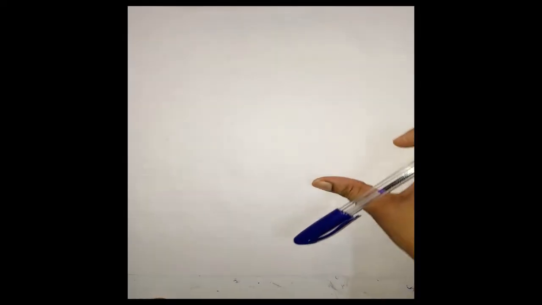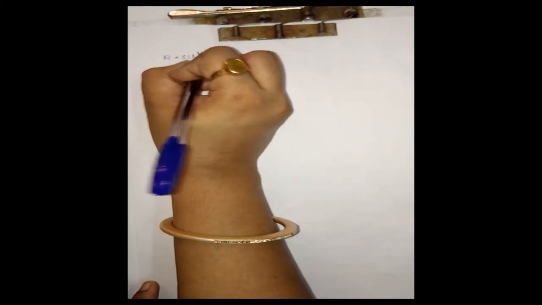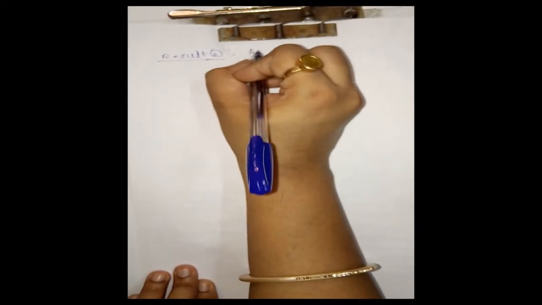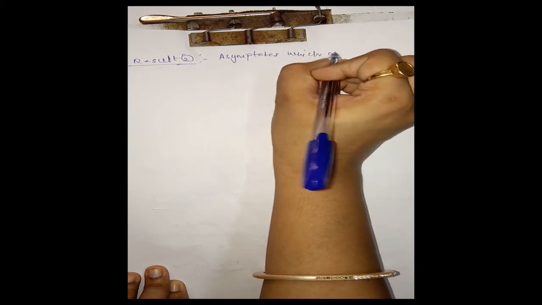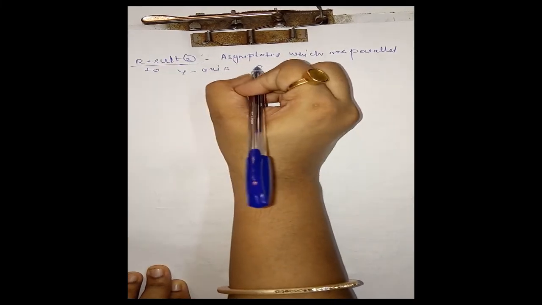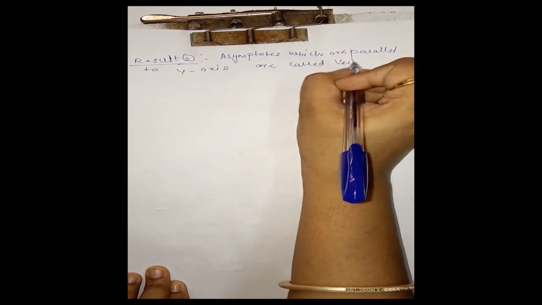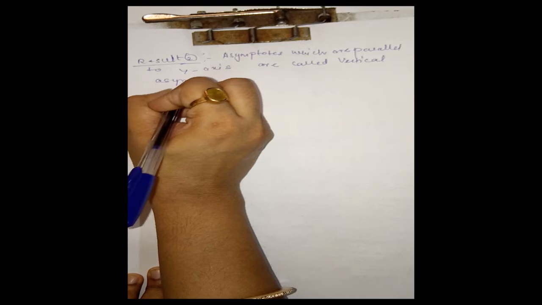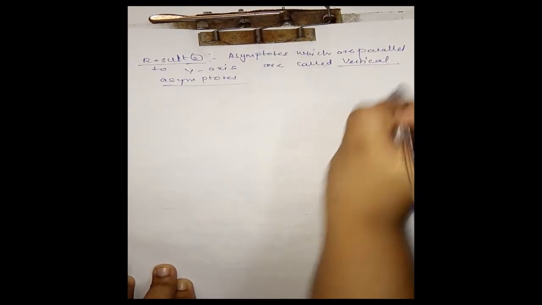In the same way, we have the result: asymptotes which are parallel to the y-axis are called vertical asymptotes.